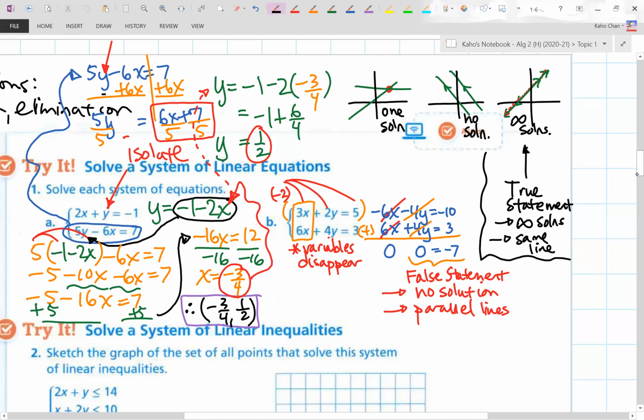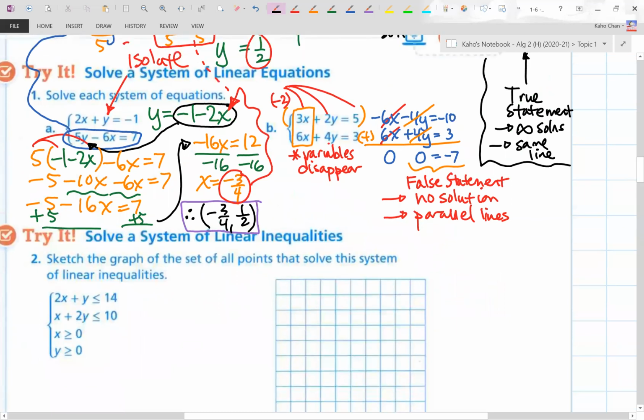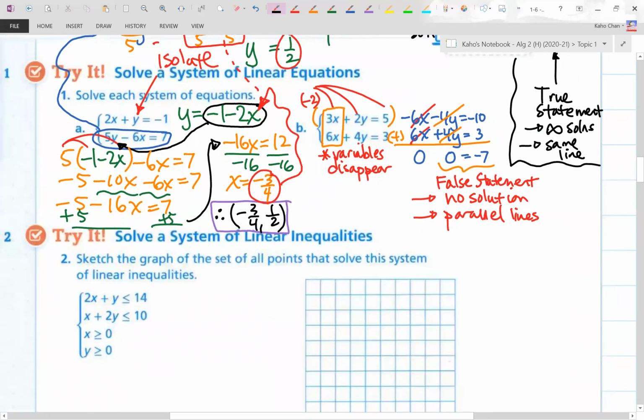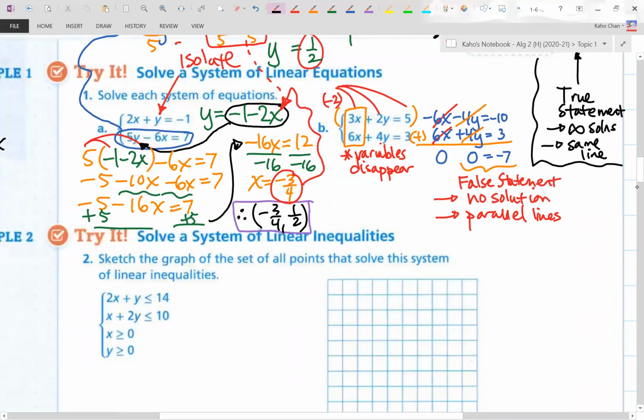All right, that was a quick review of graphing, substitution, and elimination in one example, broken up into 3 little sub-examples. The next example involves solving a system of linear inequalities. Inequalities is where you are shading above or below the line, or you have the line as being a boundary line that is dashed or solid. Let's go through that right now.